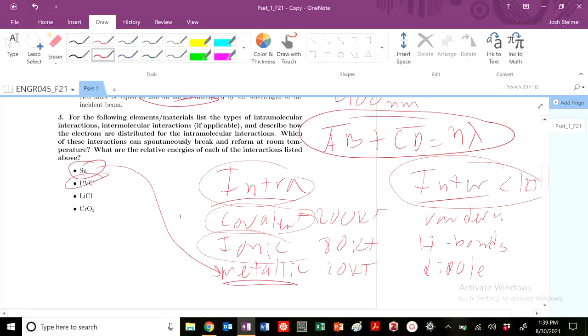PVC, polyvinyl chloride. So let's actually draw out the structure of PVC. It actually looks a little bit similar to our polyethylene that we've written before in class. PVC is essentially that white pipe, if you've ever worked with pipe. So PVC is going to look like this.